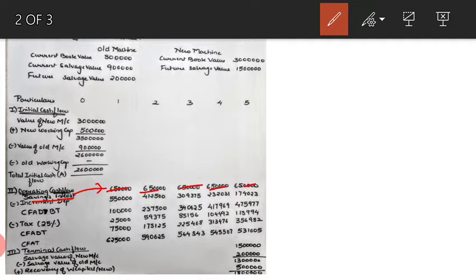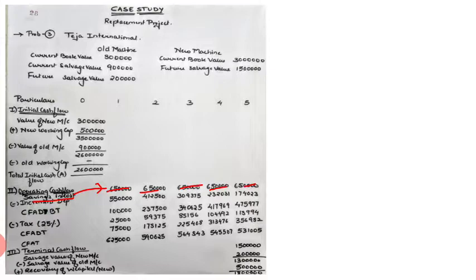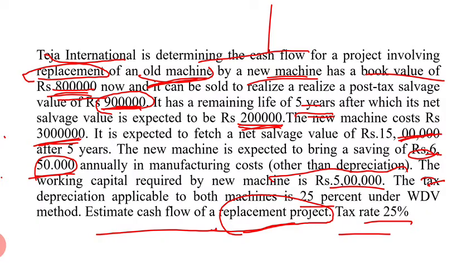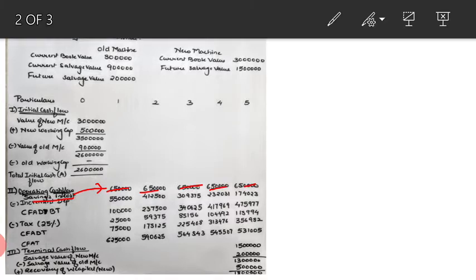Then we consider it is excluding depreciation. If you remember the problem, I'll just go back to the problem, and if I show you over here, it says 6,50,000 annually in manufacturing cost other than depreciation. That means that 6,50,000 does not include depreciation. So the next step would be calculating depreciation.